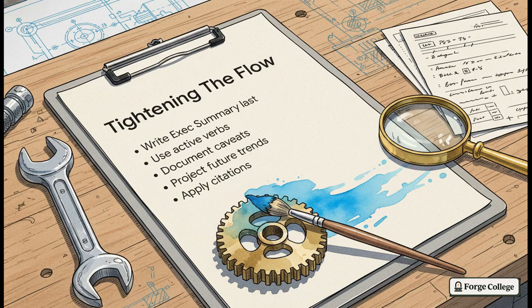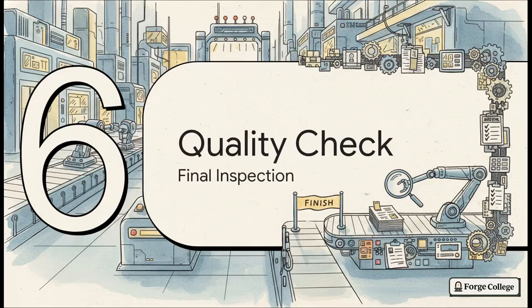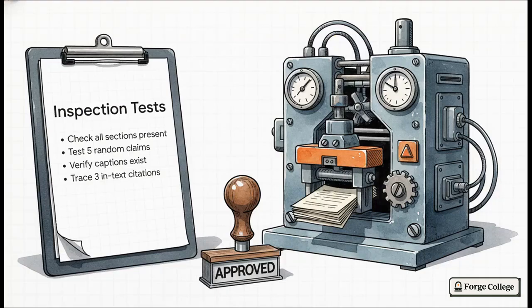Add a brief projection of plausible future technical and governance trends, get those citations perfectly aligned, and then, and only then, can you run that final spell check. Section 6, the final quality check and inspection checkpoint. You wouldn't roll a complex machine off the assembly line without a strict, unsparing QA check, right? So, carve out a solid 30 minutes for these exact tests.